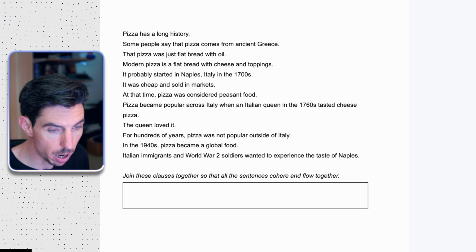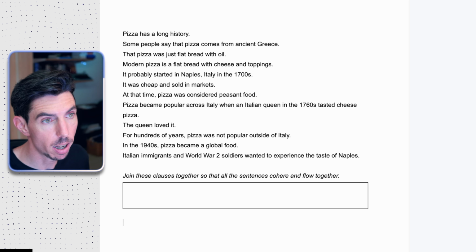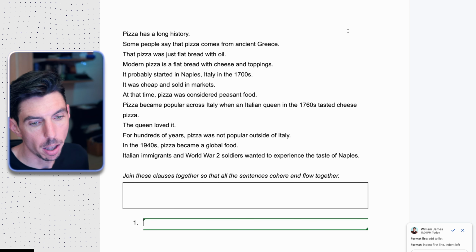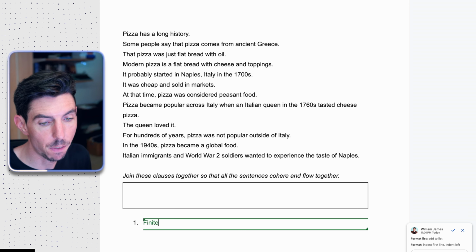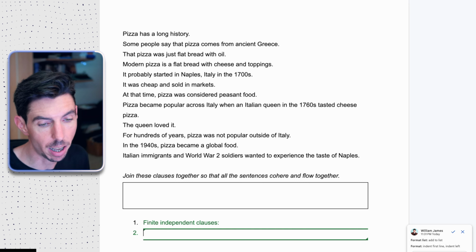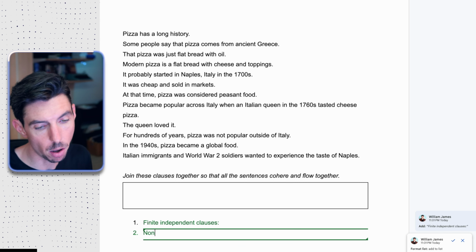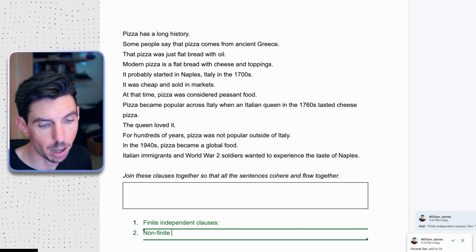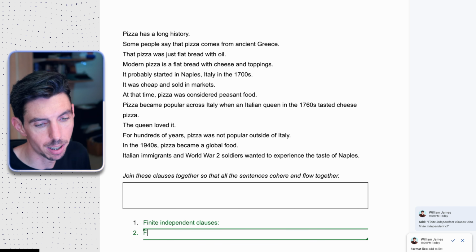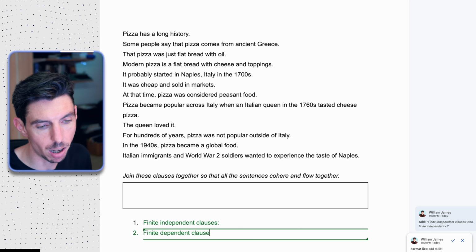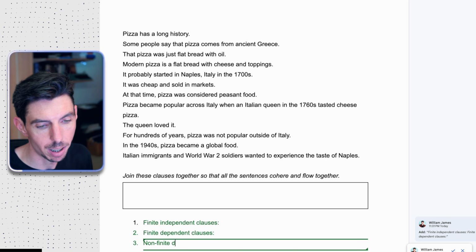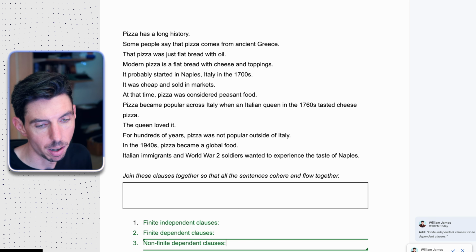So you may already know there are three kinds of clauses in the language. Three kinds of clauses. There are finite independent clauses. Okay, that's just like a complete sentence. Then we have, I'll give you an example in a moment, finite dependent clauses, and then non-finite dependent clauses. So let's break down these words.